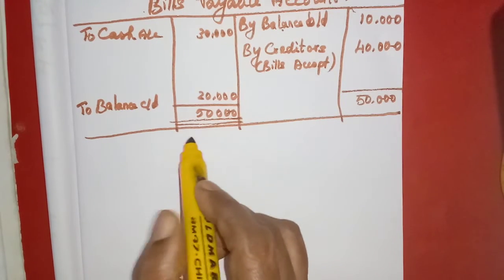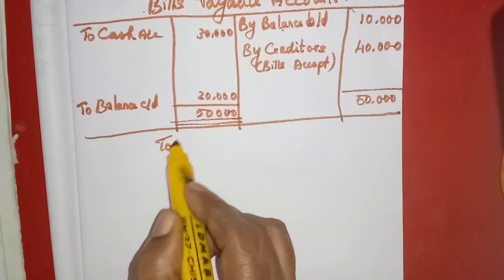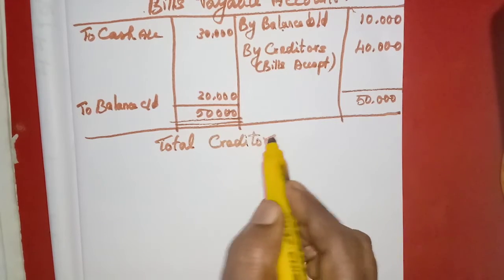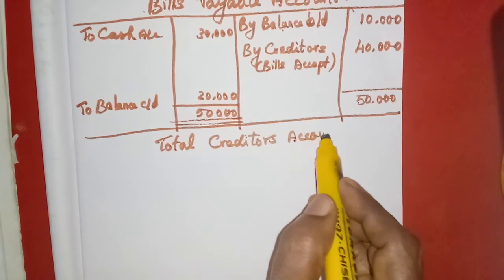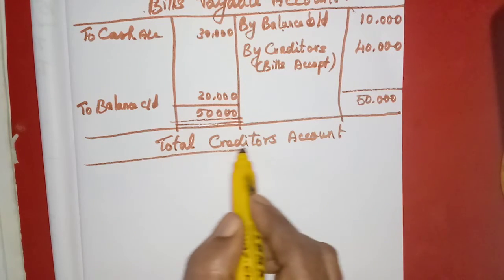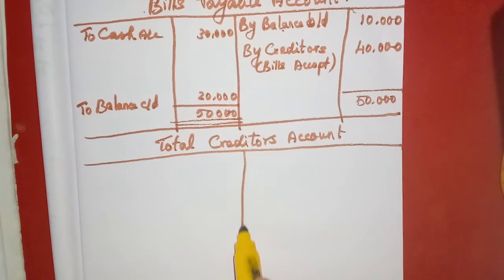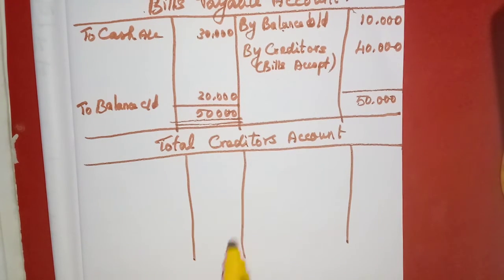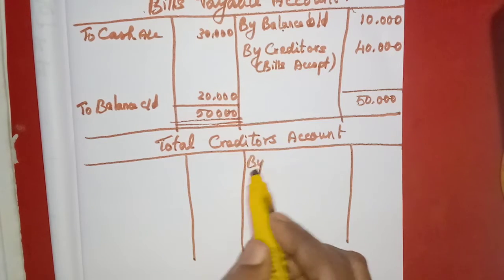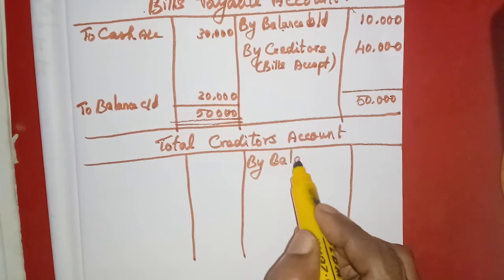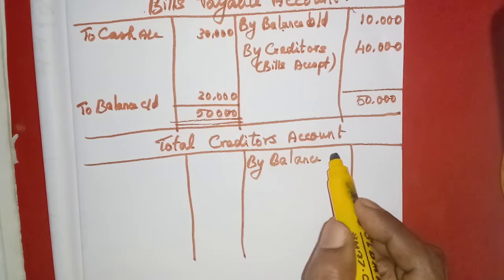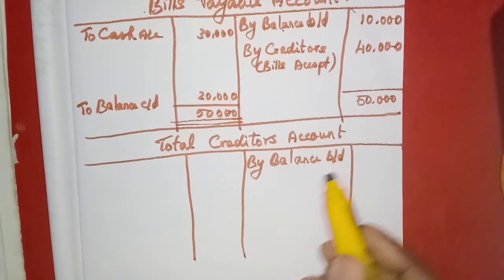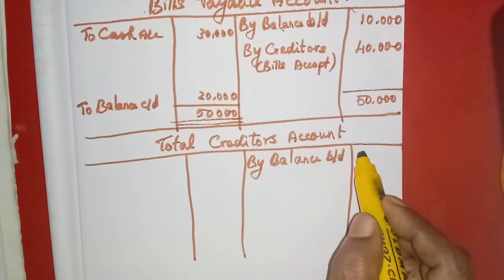Okay, here now total creditors account. Here only we are going to calculate the credit purchases. Creditors by balance brought down. Creditors and bills payable have credit balances. Okay, on the credit side we should write bills. Now creditors account, 1,20,000.